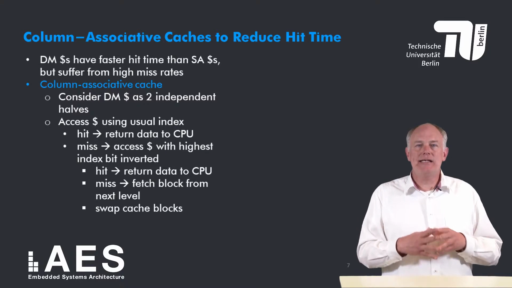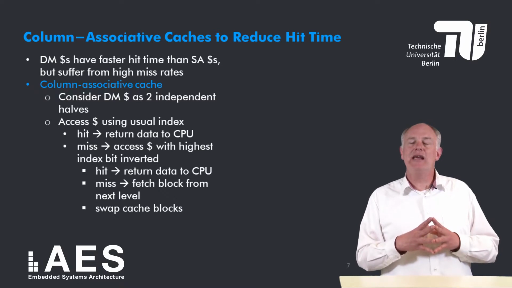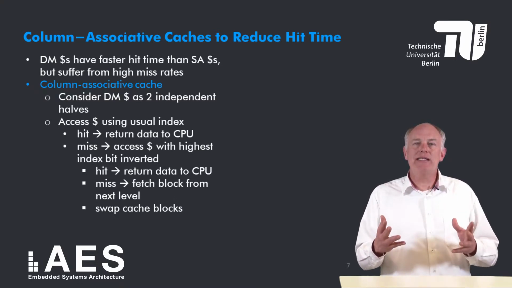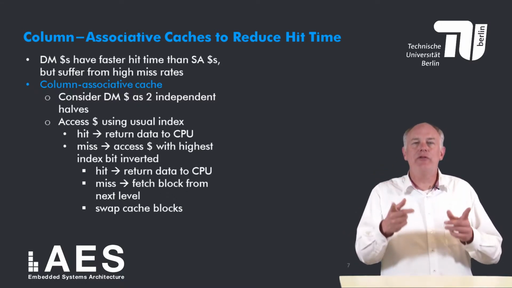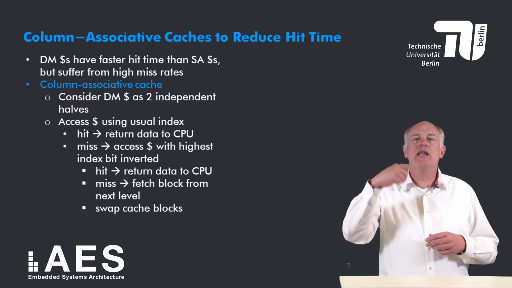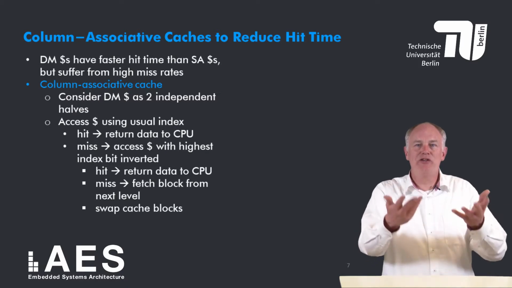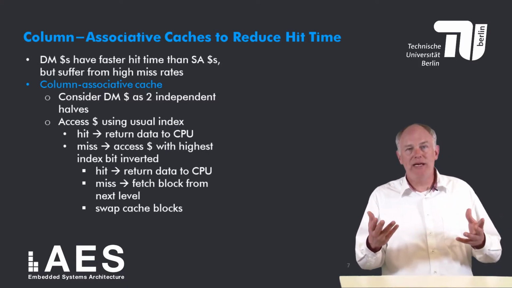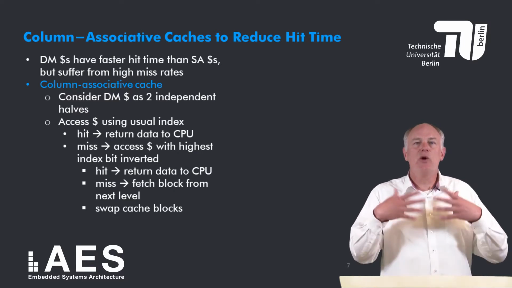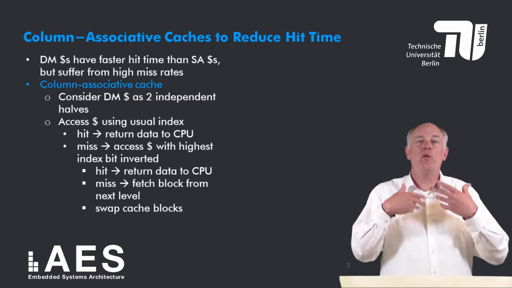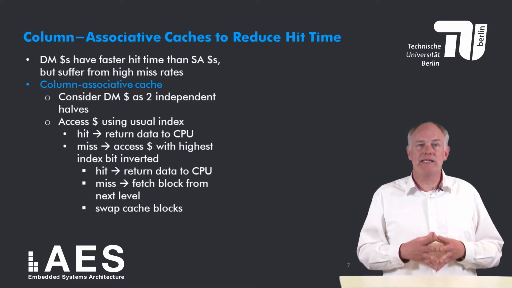First, the cache is accessed using the usual index, and if there is a hit, we're happy and return the data to the CPU. If there is a miss, we access the cache again, but with the highest index bit inverted. So we now access the other half of the cache. If now there is a hit, we're still happy and return the data to the CPU. If there is a miss, we fetch the block from the next cache level. In both cases, we swap the two cache blocks so that when the CPU accesses the same block again, it will hit on the first access.